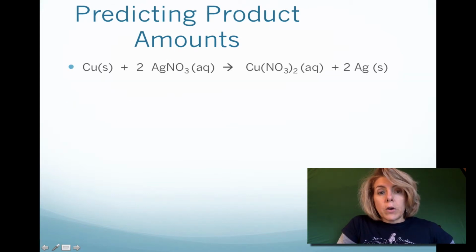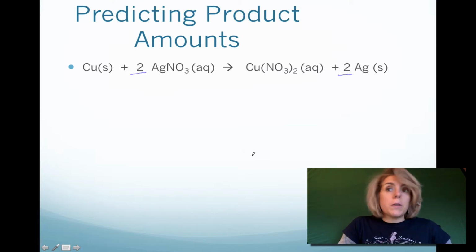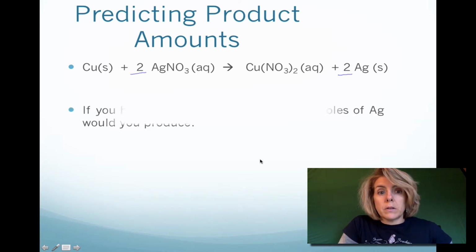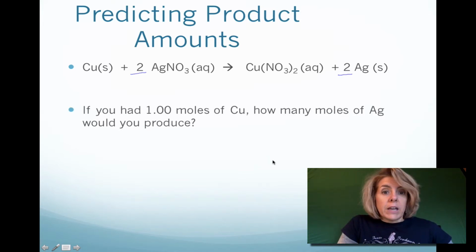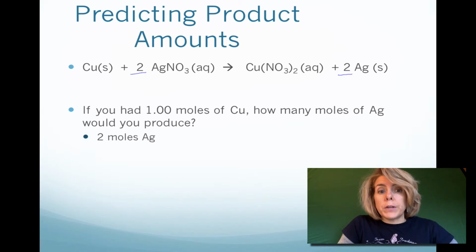So here we had to add the coefficient of 2 in front of silver nitrate. Hopefully from your naming, you remember what these compound names are. And we had to put a 2 in front of silver to make sure that the amount of reactant atoms equals the amount of product atoms. Now, they throw in this caveat here. If you had 1 mole of copper, how many moles of silver would you produce? So now we're bringing in the mole. We're going to assume, because there's a 2 in front of silver, we're looking at 2 moles of silver.